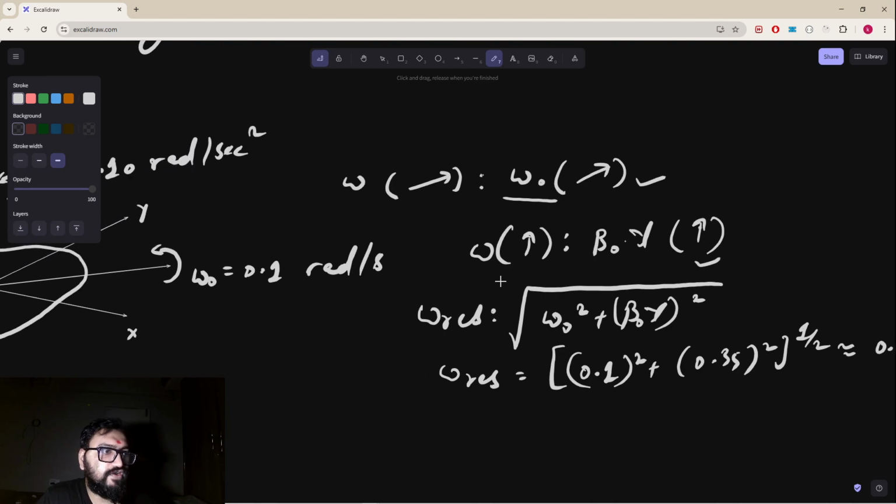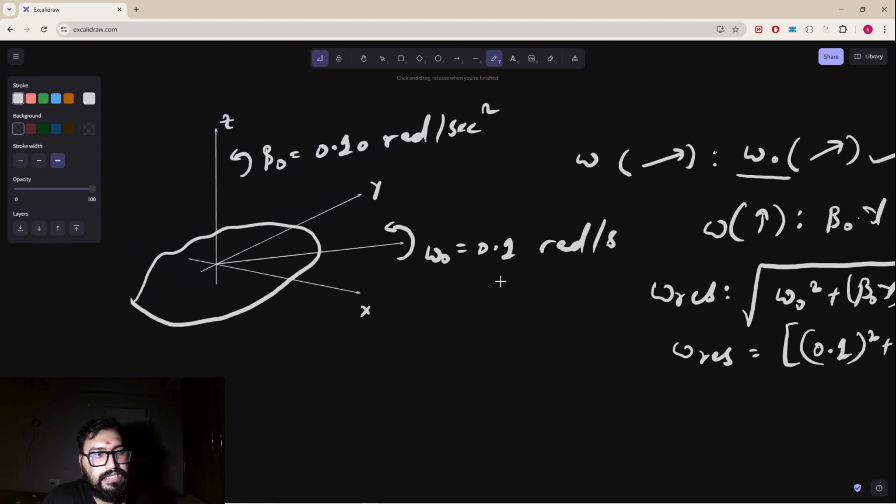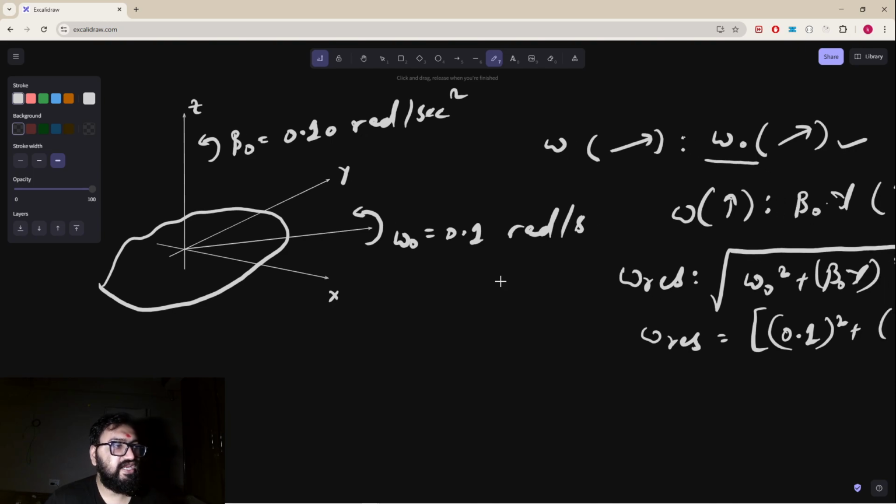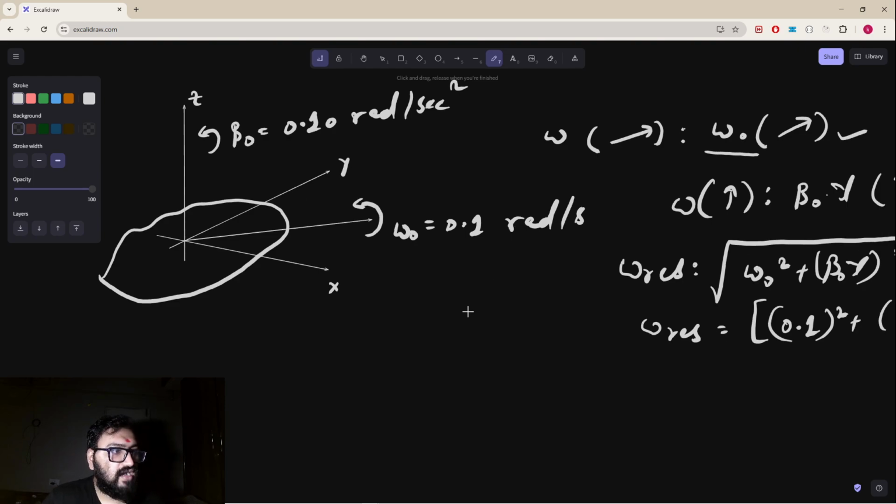Now let us focus on the second part of the problem. In the second part of the problem, we need to find out the resultant acceleration. I know that the angular acceleration along the z-axis is fixed, constant, given to me as beta naught.